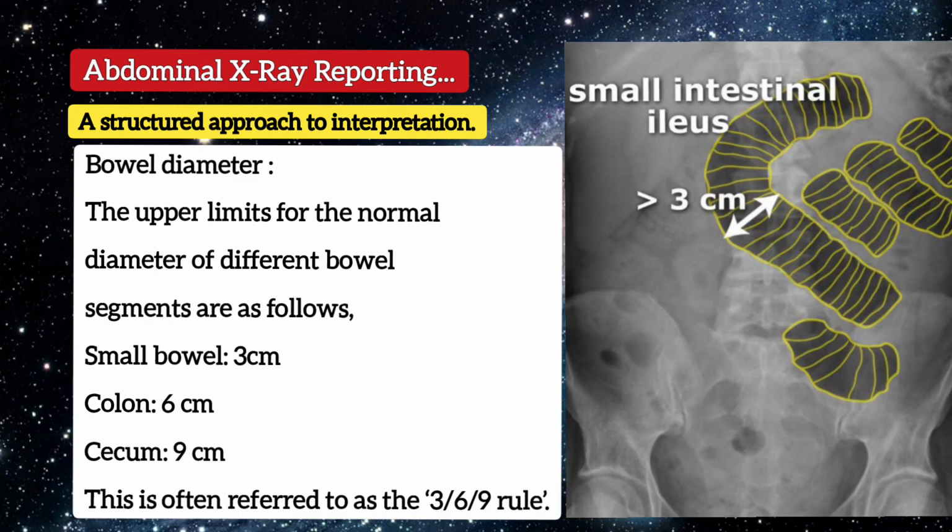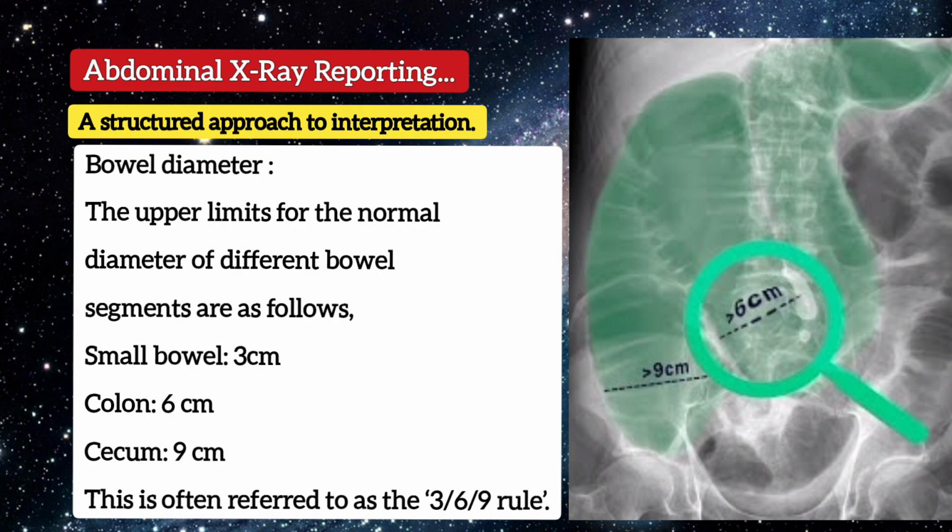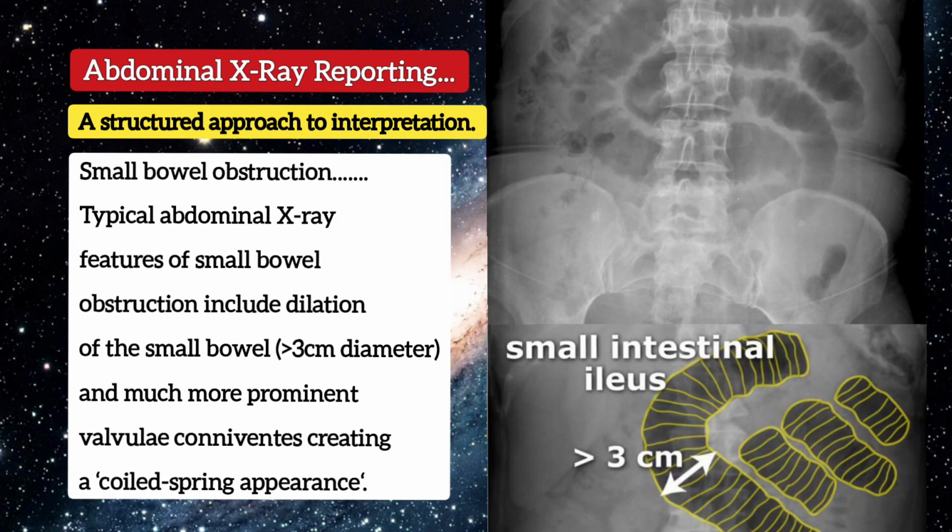The upper limits for the normal diameter of different bowel segments are as follows. Small bowel, 3 cm. Colon, 6 cm. Cecum, 9 cm. This is often referred to as the 3/6/9 rule. Small bowel obstruction. Typical abdominal X-ray features of small bowel obstruction include dilation of the small bowel greater than 3 cm diameter, and much more prominent valvulae conniventes creating a coiled spring appearance.